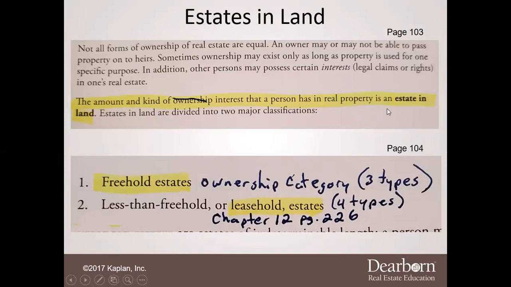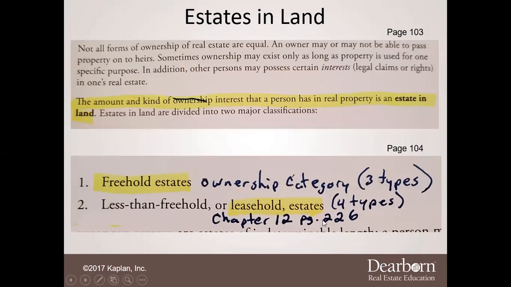What is an estate and land? It's the amount and kind of interest that a person has in real property. This particular chapter is going to be talking about that ownership category, which is the freehold estates. So after you highlighted this and cross that out, turn to page 104 and highlight freehold estates and then write ownership category, 3 types. And then leasehold estates, 4 types.